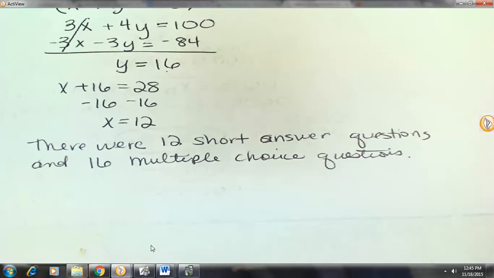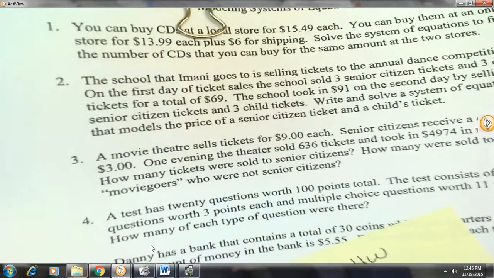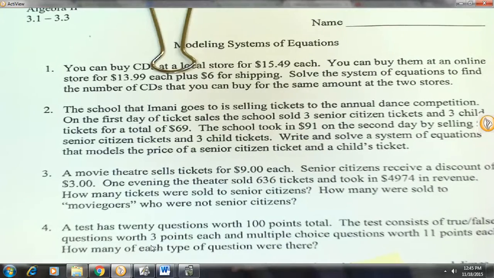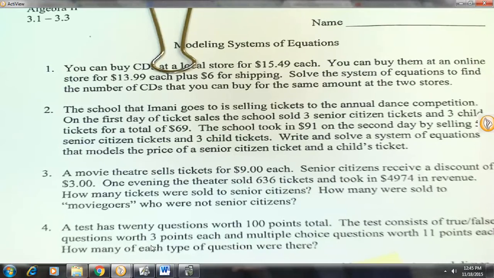All right, for homework tonight, we are going to try some problems. I have 4 problems that I would like you to try. Problems 1 through 4, this is the handout that you're going to be getting, modeling systems of equations. This will be due on Friday. We will talk some more about these types of problems on Friday as well.